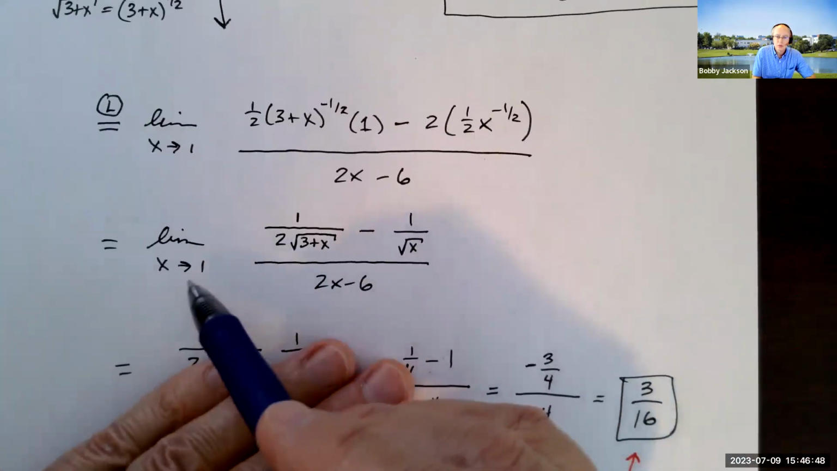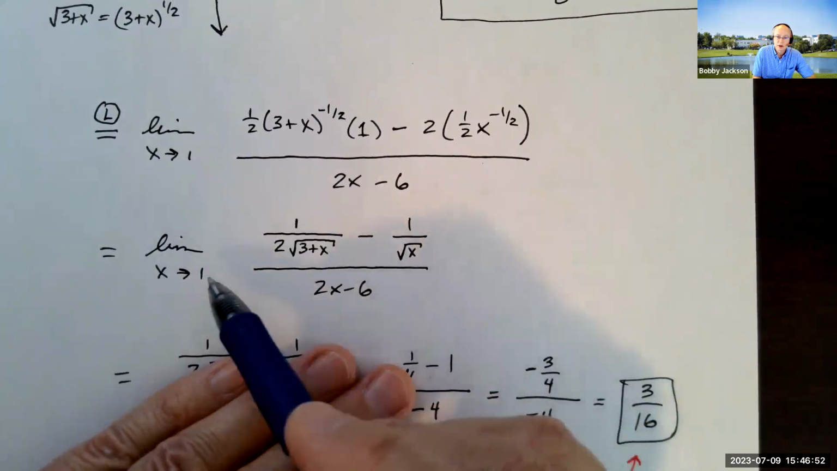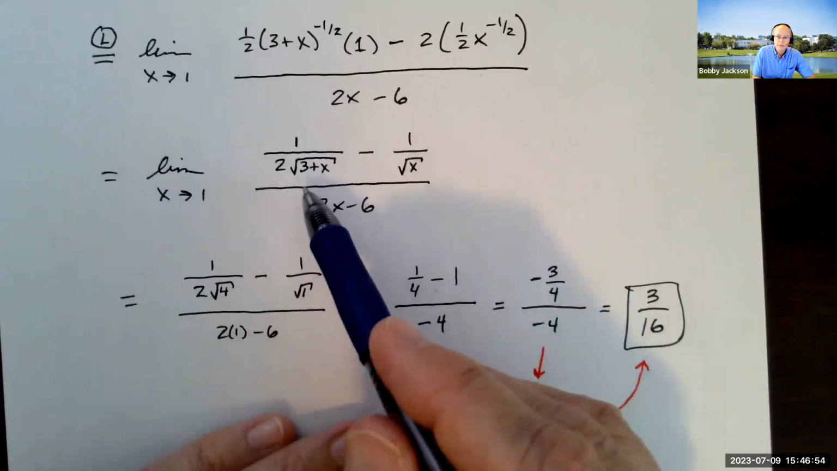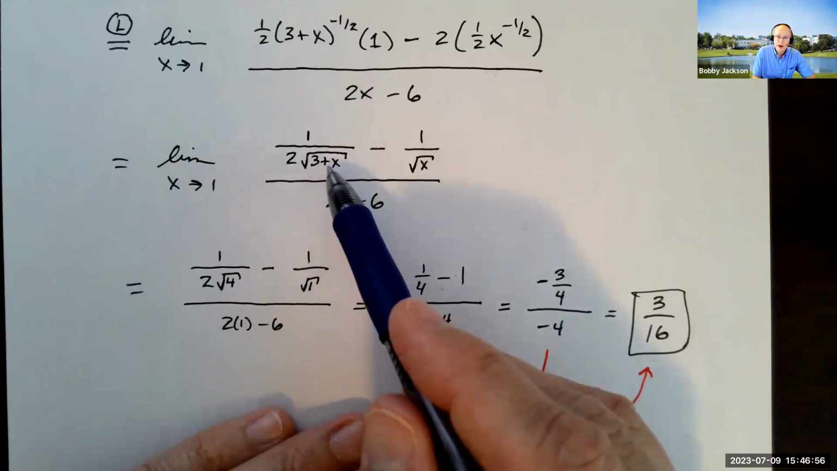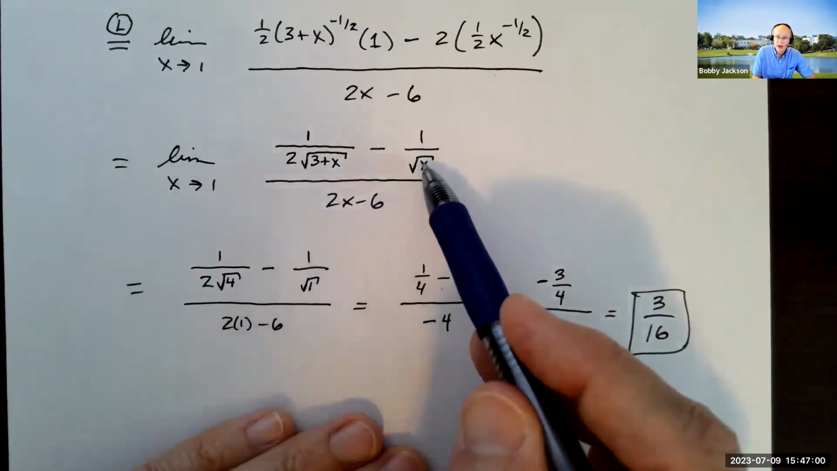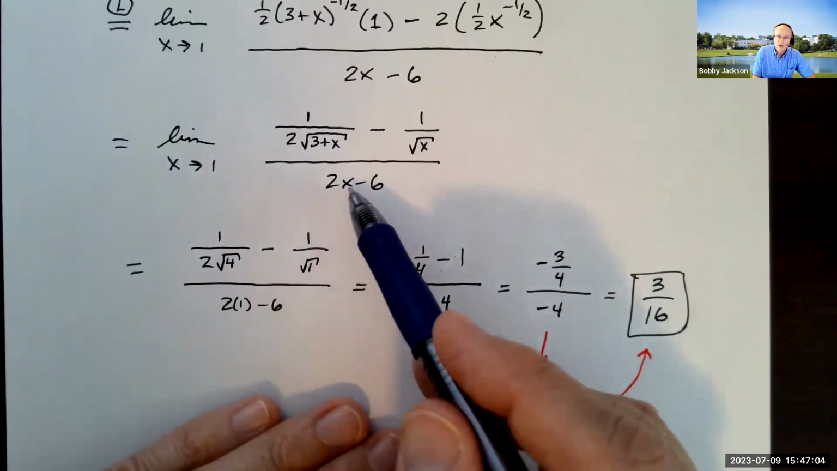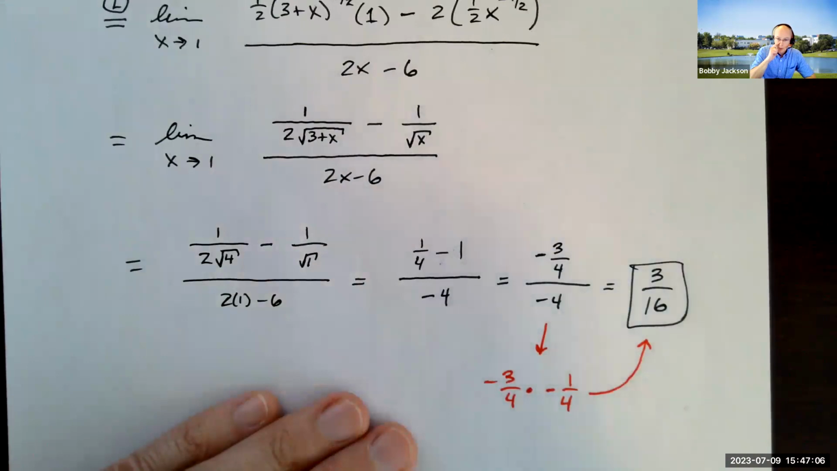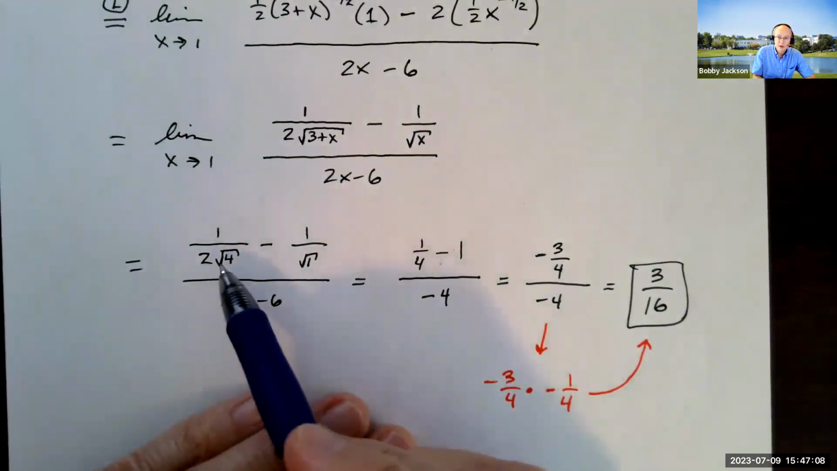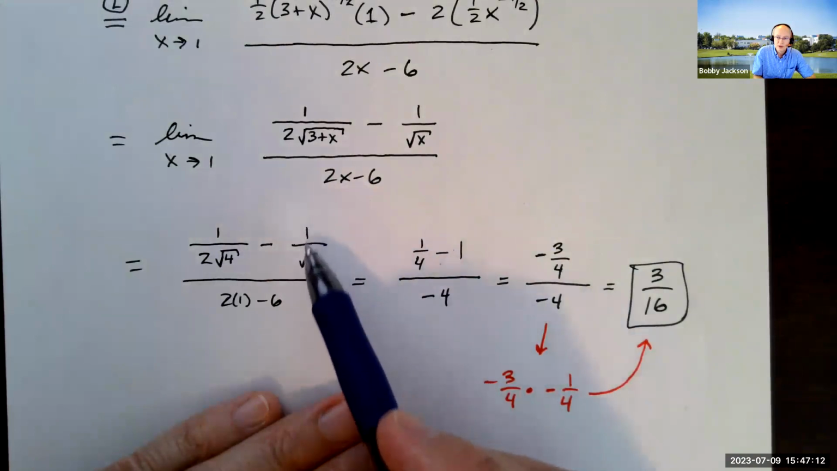So now, what's the limit as x approaches 1 of this? Does this limit exist, or is it indeterminate? Well, if I plug in x equal 1, 3 plus 1 under the radical gives me 4, and we know what the square root of 4 is. Under here, I get the square root of 1, and we know what the square root of 1 is, and plug in 1 here, and simplifying 2 times what? Square root of 4 is 2. 2 times 2 is 4. I get 1/4. This obviously is 1.